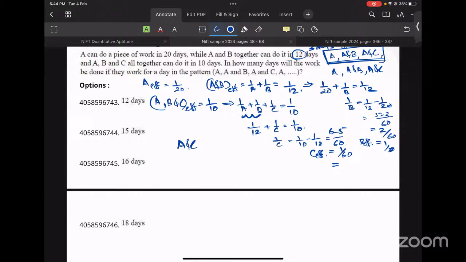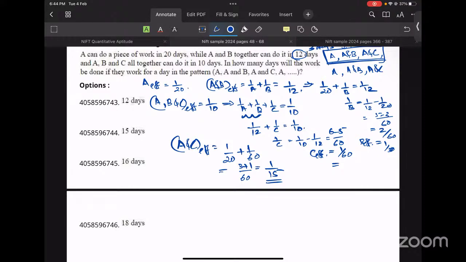A and C's efficiency also we need to solve. Efficiency of A and C. A is 1 by 20. C is 1 by 60. Take an LCM of 60. So this is 3 plus 1, 4, 4 by 60, 1 by 15. Okay. So if A and C are working together, then the work will be finished in 1 by 15.